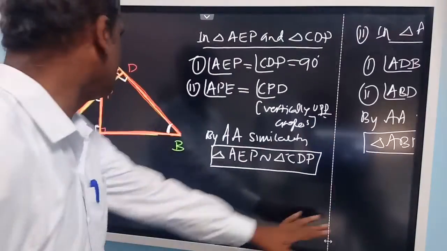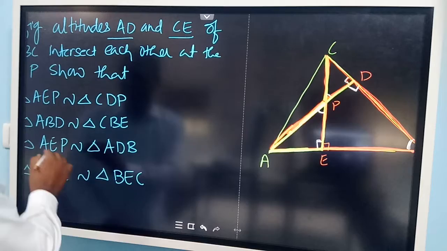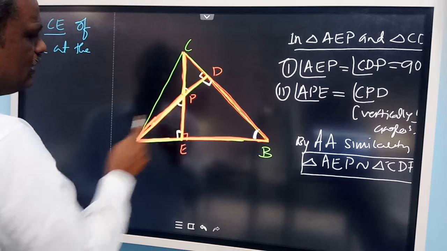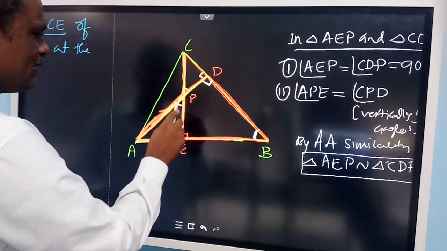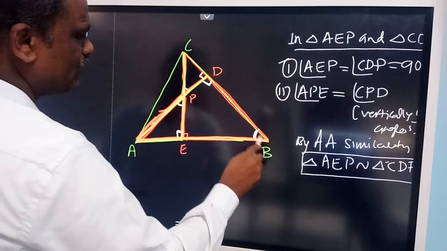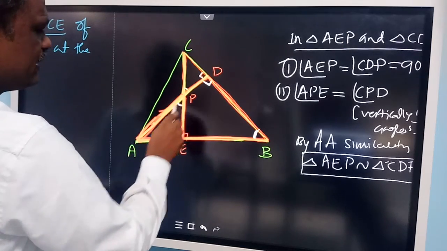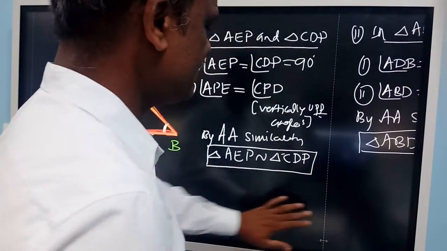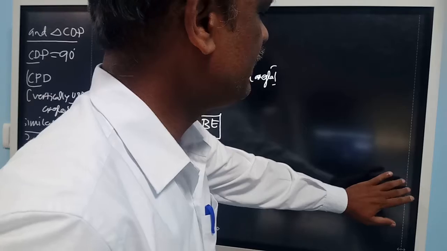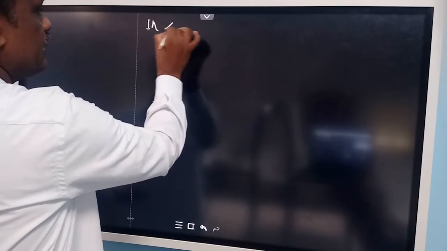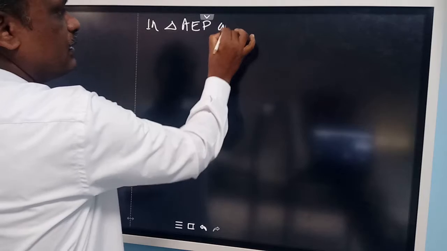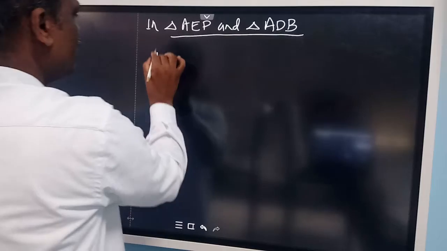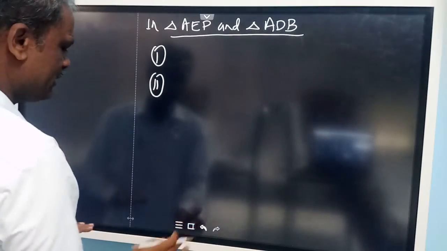Now let us go to the third one. Look at this: AEP, this small triangle, and ADB, the bigger triangle. So let us write: in triangle AEP and in triangle ADB, we will identify two pairs of angles which are equal in both the triangles.